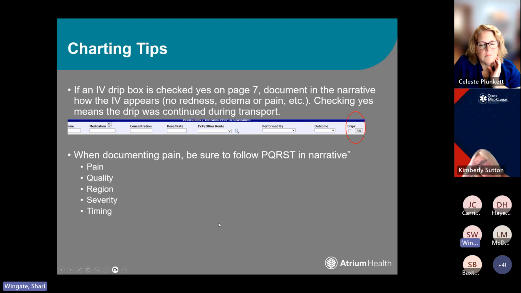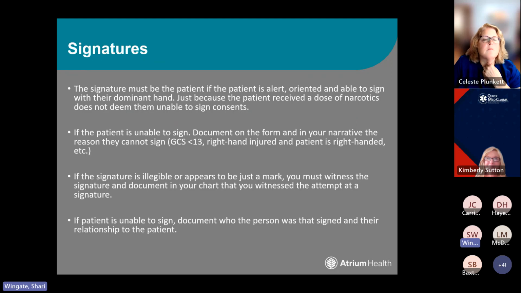When you're documenting pain, follow your PQRST. That's just nursing and paramedic 101, and even EMT 101. For signatures, I'm not going to beat a dead horse because I think Kim and Celeste did a great job on that.